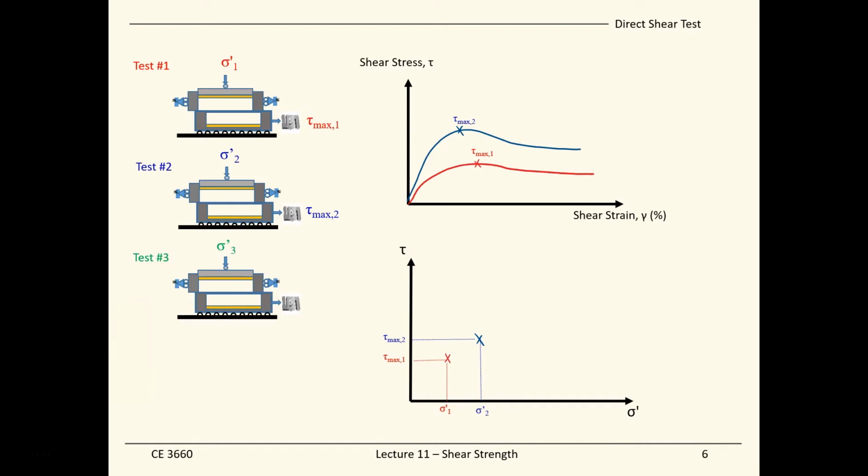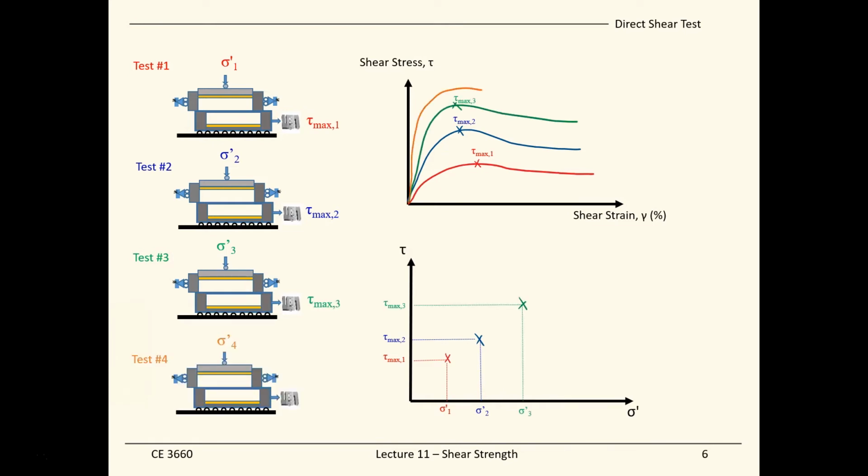We do the same thing for test number 3, and also for test number 4. So now we have 4 data points on the Mohr-Coulomb space, and we can fit an envelope to these 4 data points. In reality, we need at least 3 data points to define a straight line, and at least 4 points is recommended, such that we can have better Mohr-Coulomb failure envelopes.